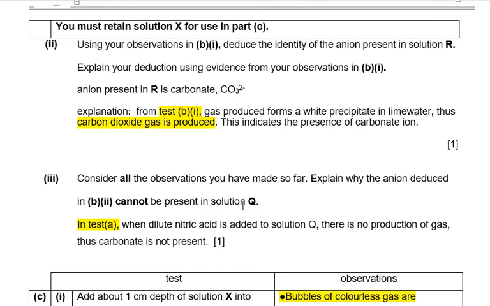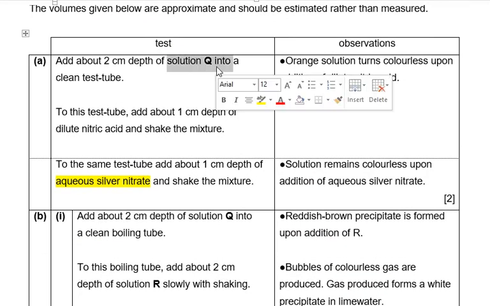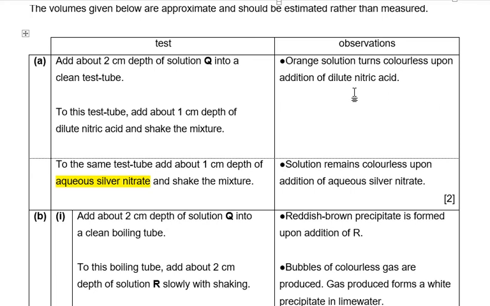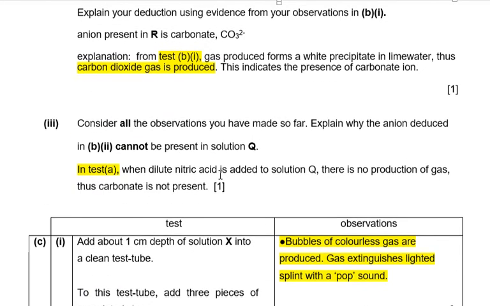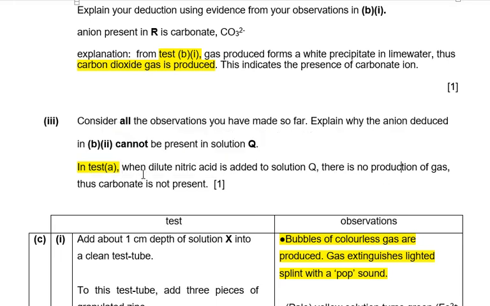Okay, so what happens when I add acid to a carbonate ion? You should have carbon dioxide gas produced, because metal carbonate reacting with acid will give me salt, water, and carbon dioxide gas. Now if you go back to the first test over here, Q, the first thing we did was to add dilute nitric acid to Q. Over here we do not have any bubbles of colorless gas produced. Therefore, in test A, when acid is added to solution Q, there was no production of gas. Therefore, carbonate ion cannot be present.